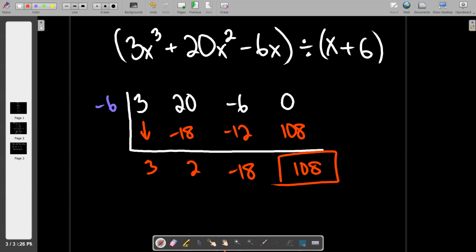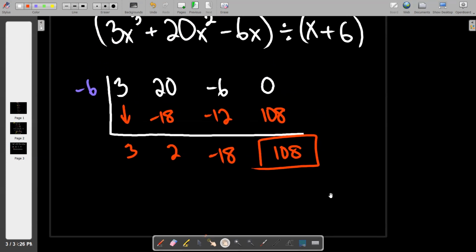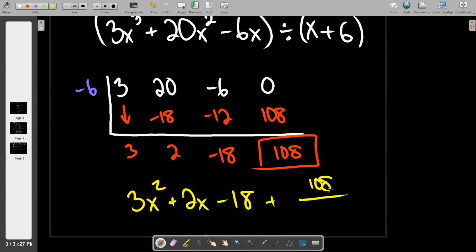108 is the remainder. Big remainders like this are actually not common. The reason this one came out this way is because I stole these examples out of Delta Math. I did not like this example, so my changing a number changed the remainder drastically. My Algebra 2 kids have been working on this, and what they're finding is if you get a remainder of like 362, you probably did something wrong. 108 is even getting outside of bounds. So you'll see. Anyways, what's the answer? 3x squared plus 2x minus 18 plus a fraction, and the fraction has 108 on top and x plus 6 on the bottom.